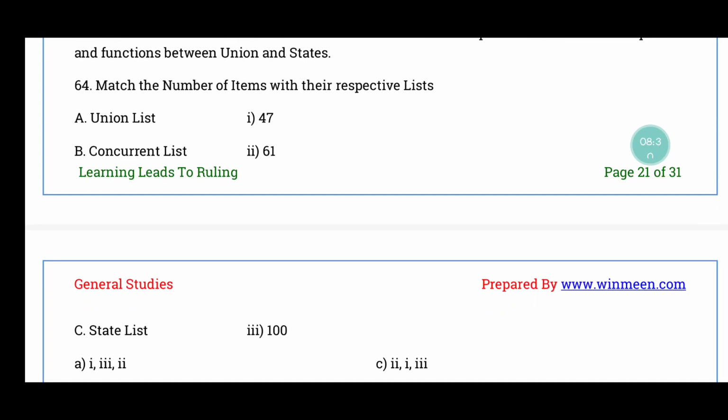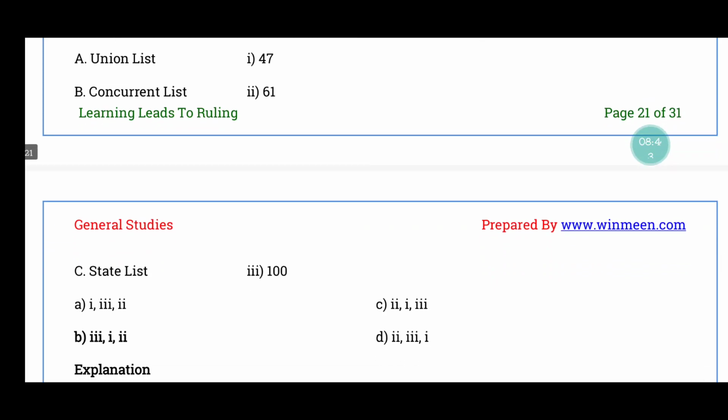Question number 64. Match the number of items with their respective list. Union list 47, concurrent list 61, state list 100. The correct answer is option B, Union list 100, concurrent list 47, state list 61.